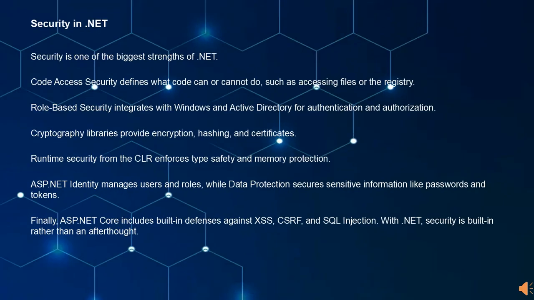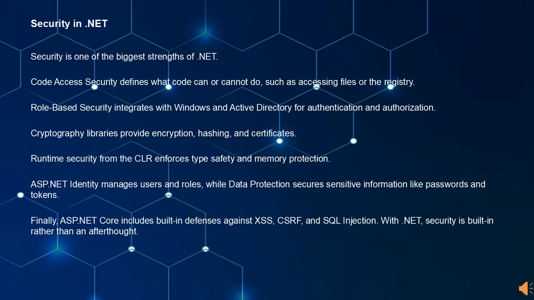Now let's understand security in .NET. One, security is one of the biggest strengths of .NET. Two, code access security, CAS, defines what code can or cannot do, for example, read files or access the registry. Three, role-based security works with Windows or Active Directory to authenticate and authorize users. Four, cryptography libraries, where we have support for encryption, hashing, SHA, AES, RSA, certificates, and JWT tokens.